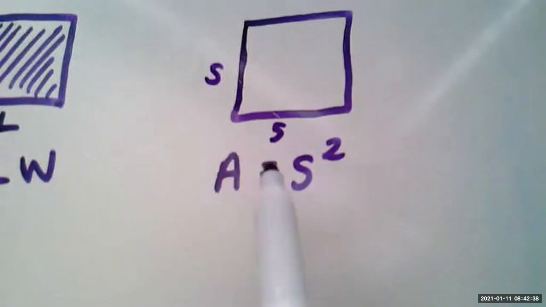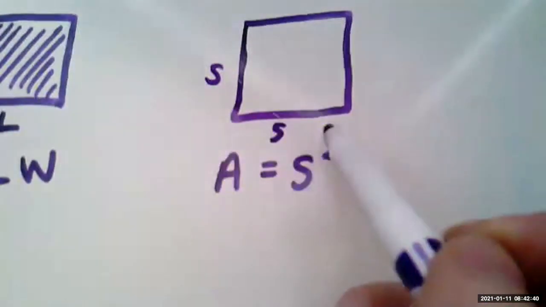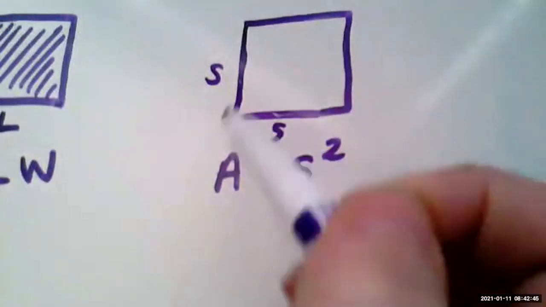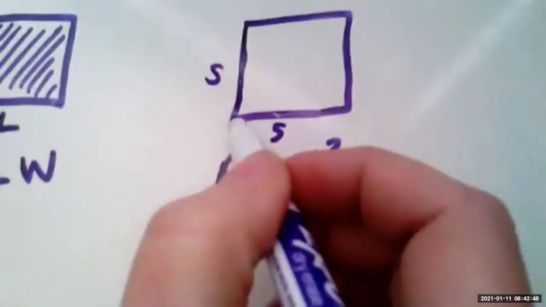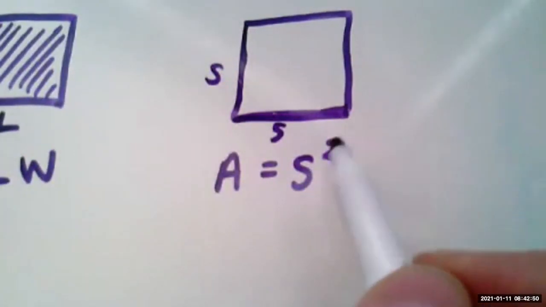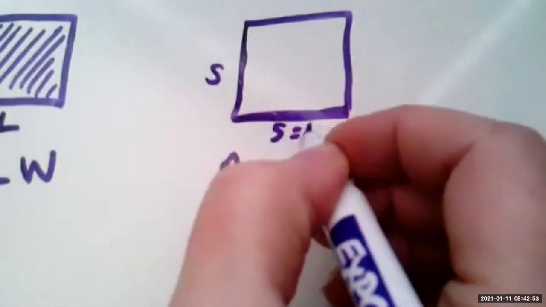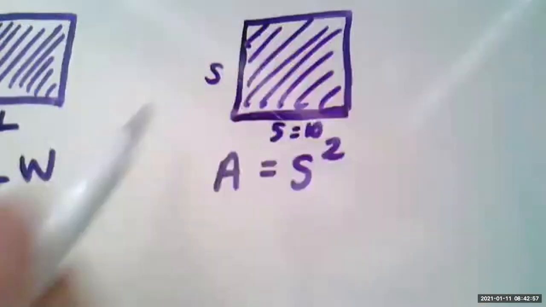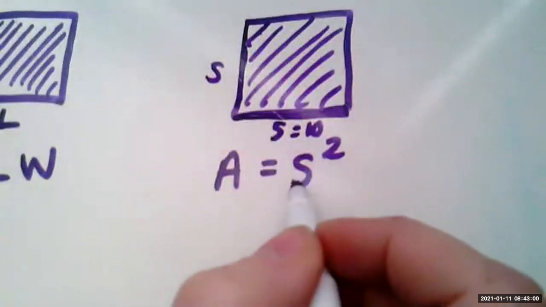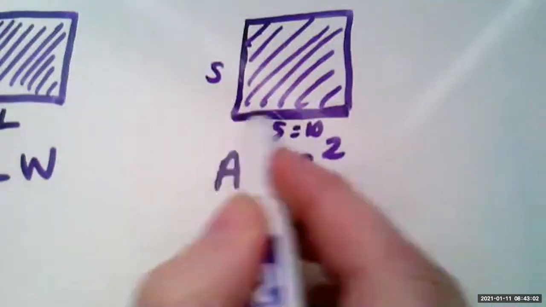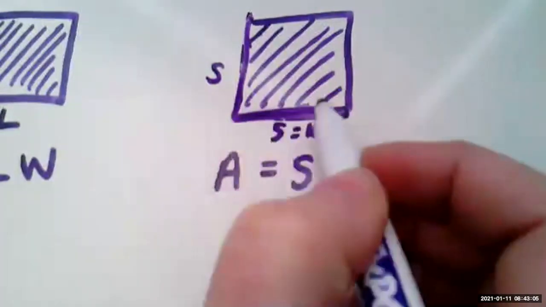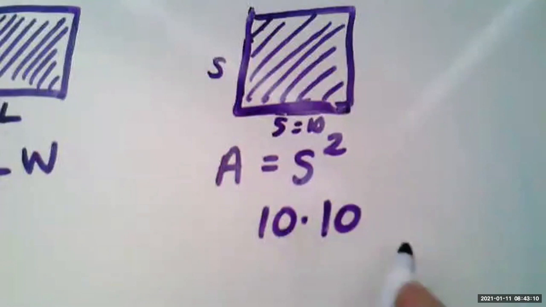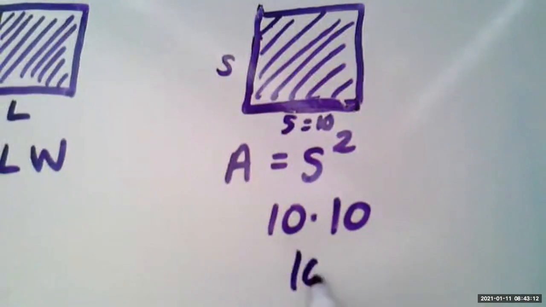If I said, what is the area of this square if the side, any side you pick, because a square has equal sides, if one side equals 10, then what would be the area of the whole entire square? And of course, a square means this side times this side, which is 10 times 10, which equals, there you go, 100.